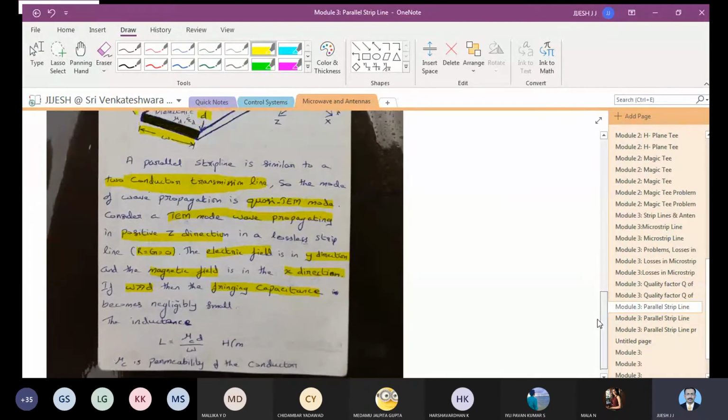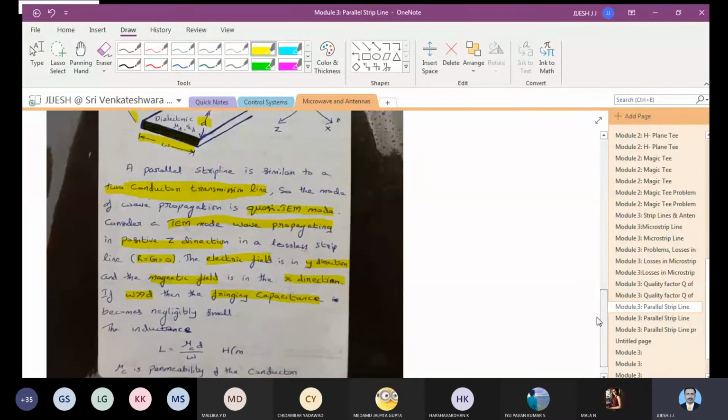So here is one equation to find out the inductance of the parallel strip line. The inductance can be calculated for a parallel strip line using the equation L is equal to mu C D divided by W, where mu C is the permeability of the conductor, and its unit will be Henry per meter. So this is the equation to find out the inductance. We'll be seeing the equations to find out the capacitance and the rest further.